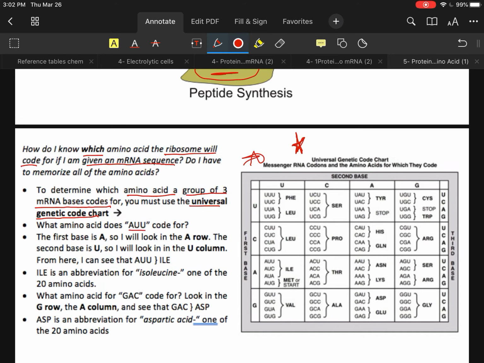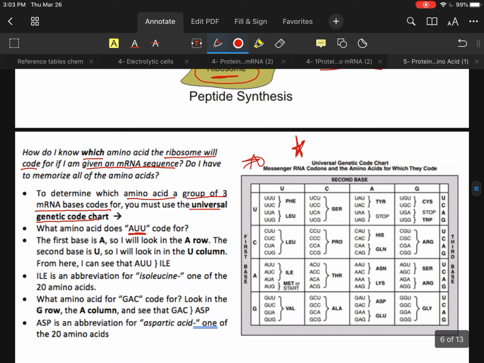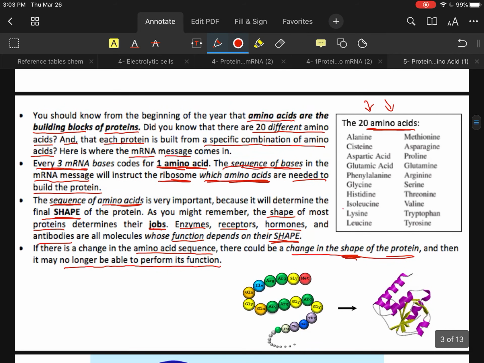So what amino acid does AUU code for? Once again, if the ribosome reads the sequence AUU in the mRNA, which of the amino acids will it code for? These abbreviations in here stand for amino acids. First, I'm going to look in the A row, because my first base is A. Then I'm going to look in the U column. And from here, these 2 boxes meet here. I see that AUU codes for ILE, which stands for isoleucine. It's one of the 20 amino acids, but you can just call it ILE.